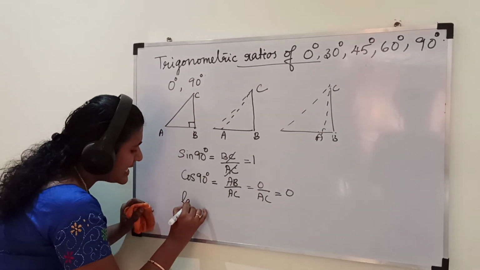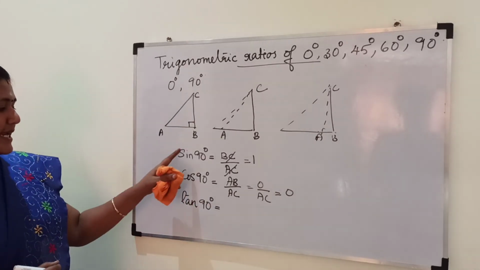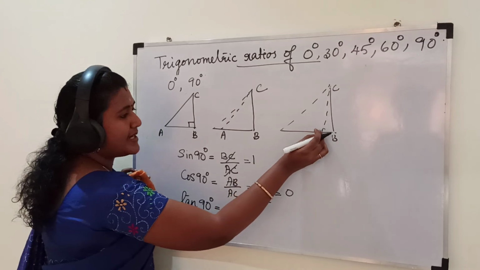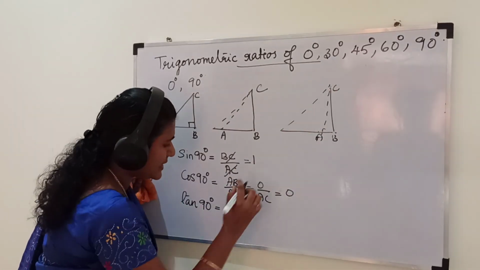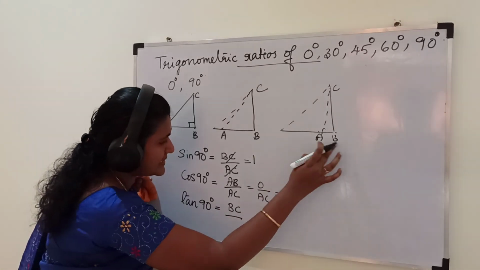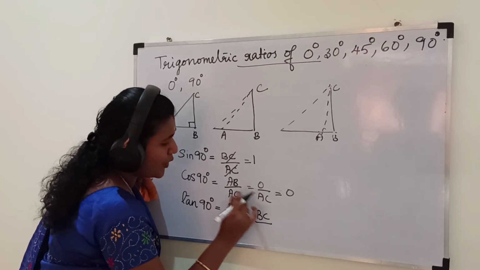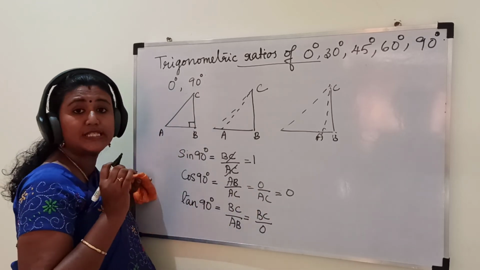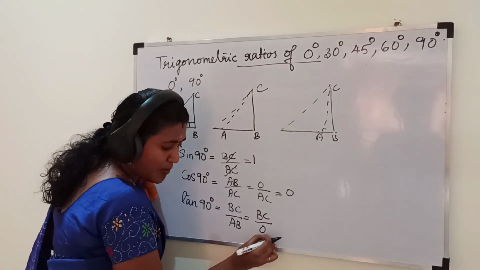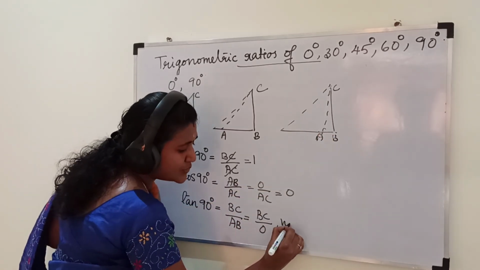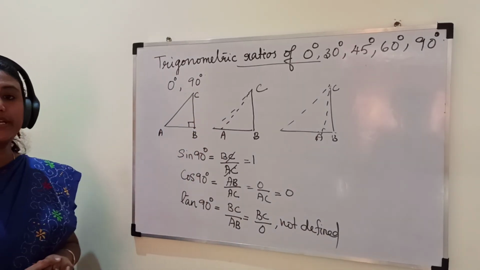Now we will see tan 90 degree. Tan is opposite by adjacent, so opposite is BC and adjacent is AB. So BC by AB, and I already told you AB is almost 0 when A becomes 90 degree. So it is BC by 0, and tan 90 is not defined.